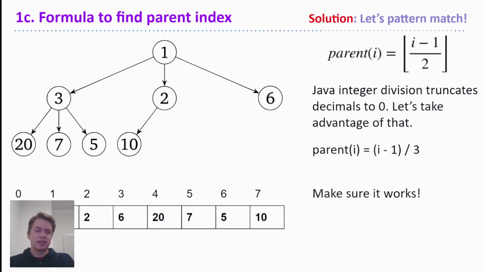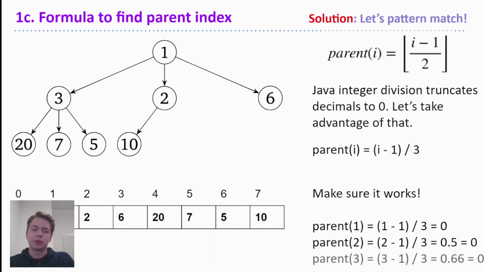And if we do this, it will work. And just to verify, we can run through indices 1, 2, and 3 and verify that they all map to the 0 index. And to go one step farther, I'd also run this formula on index 4 to make sure it does not map to index 0, but in fact maps to index 1. And we see that this works.